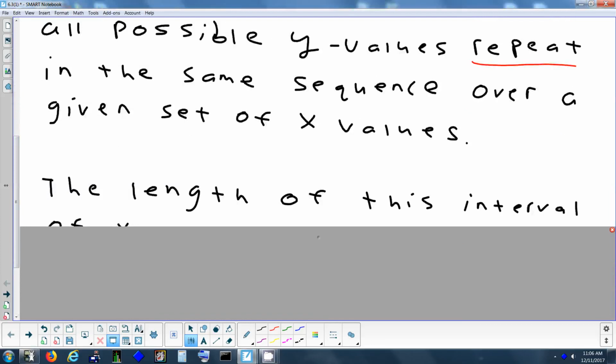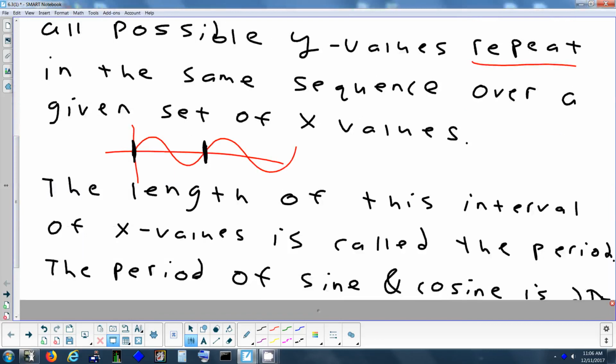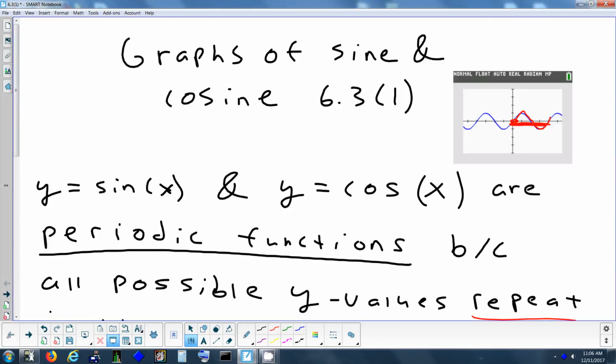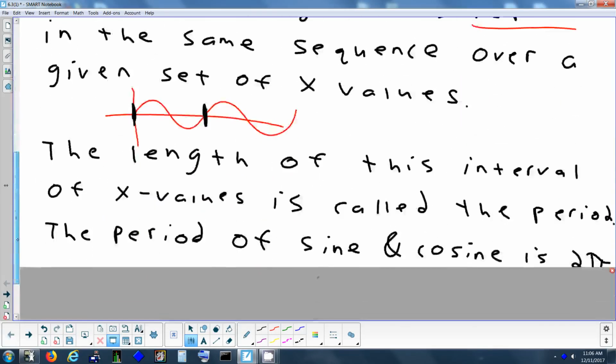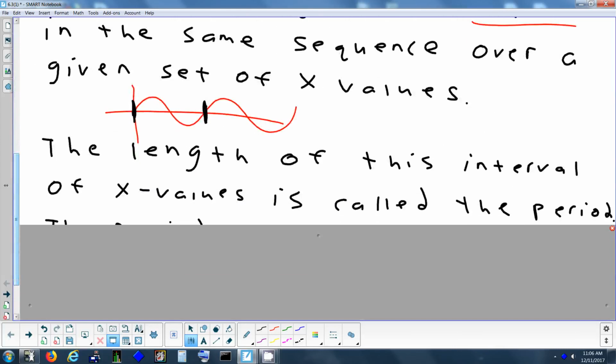Okay, so the length of that interval, if I sketch this again, from here to here, between those two black lines, that section is called the period. Okay? It's the period of the function. It's basically how far do you have to go before the graph repeats itself.